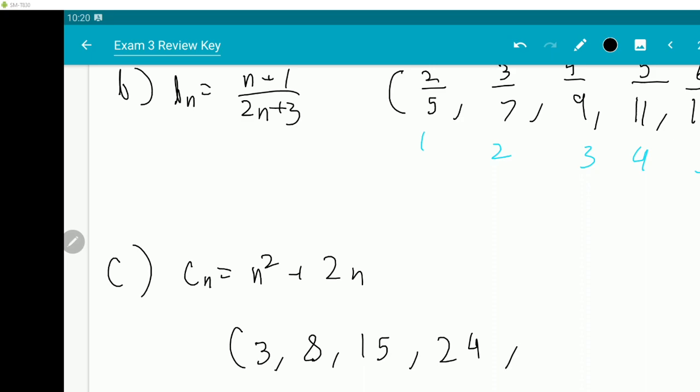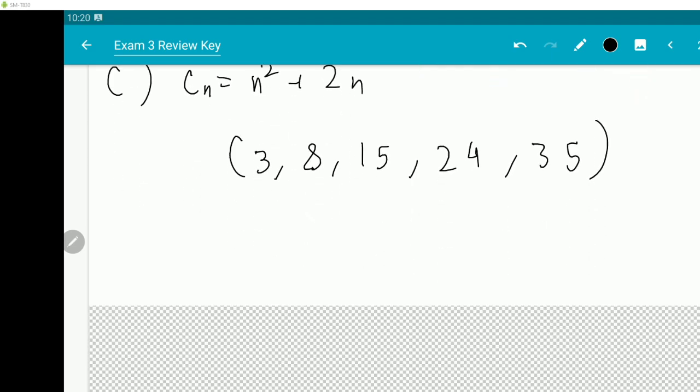And then finally, 5. 5 squared is 25, plus 2 times 5 is 10, so we get 35. And that's our sequence. And that's number 2.